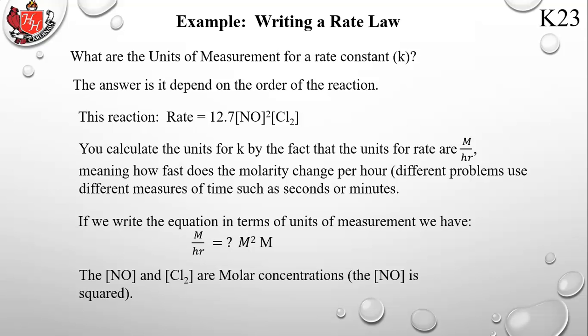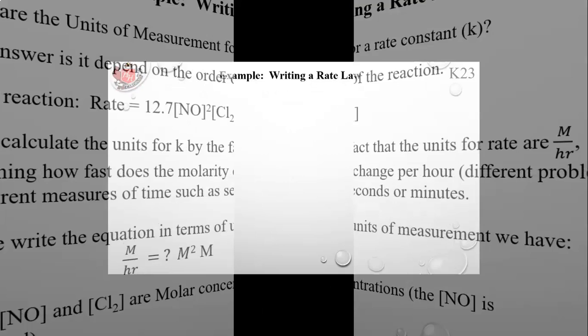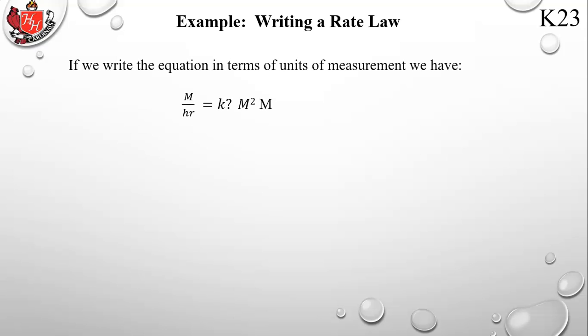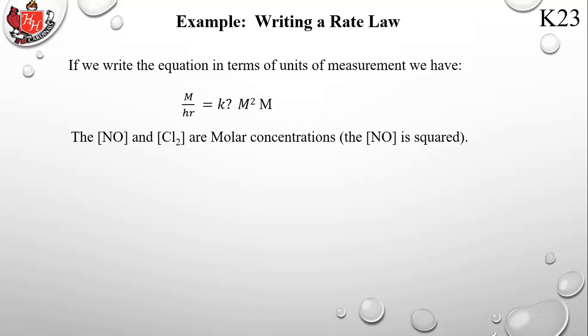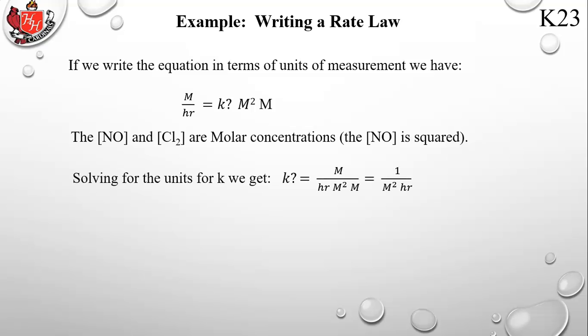The NO and the Cl2 are molar concentrations. The NO is squared. So there it is, the same equation. We divide both sides by M squared and M. I switched the sides of the K, but what you have is M per hour, that's the rate, over M squared M. And you can see that one of those M's on the bottom is going to cancel, right there, M and M. So you have 1 over M squared hours. And that's going to be your units of measure.